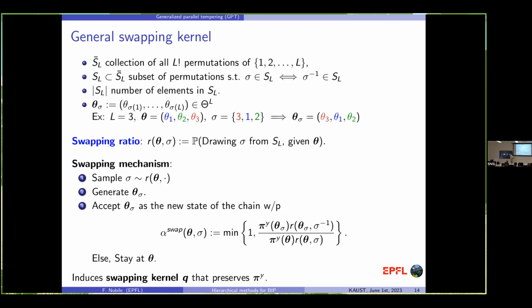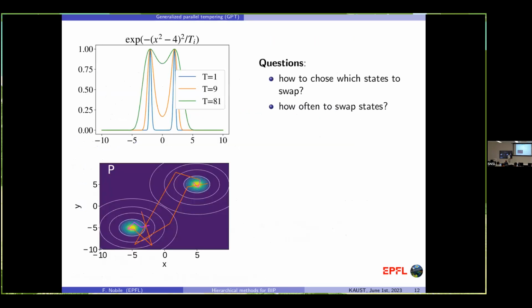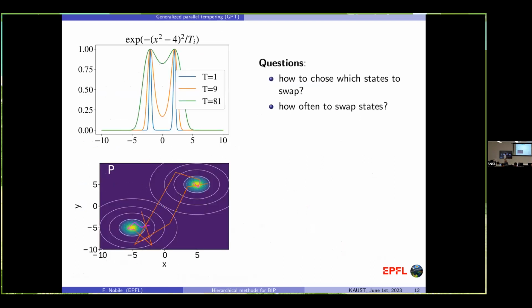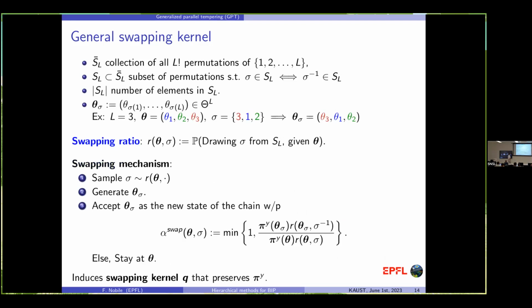Since this is a Metropolis-Hastings mechanism, this will preserve the invariant distribution. So when we run this chain with this mechanism and with this test here, the whole coupled parallel chains will have this pi y as invariant distribution, where pi y, I recall, is the product of the tempered versions of the density. This is a general framework for a parallel tempering algorithm. Of course, the question is, what should we choose for this swapping ratio?